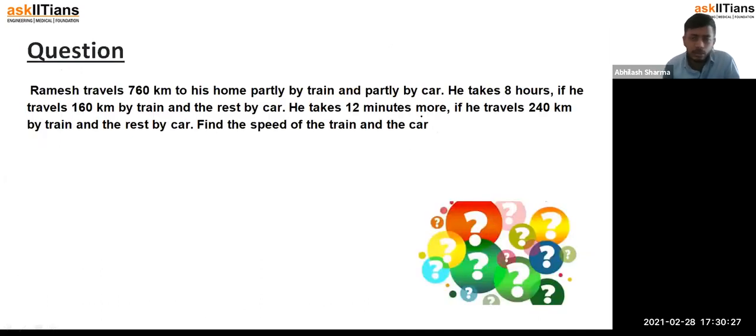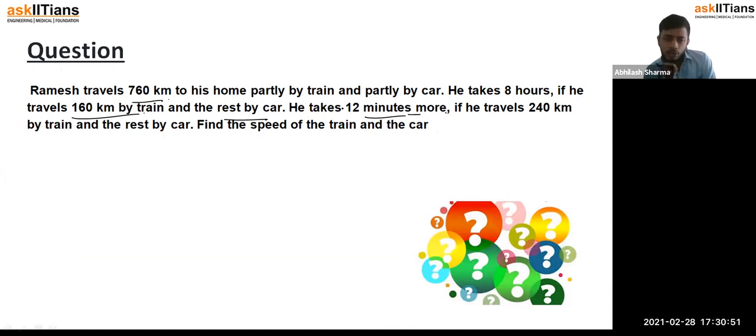Now let us have a look at this, another very good question. Ramesh travels this much distance to his home partly by train, partly by car. He takes 8 hours if he travels 160 kilometers by train and the rest by car. He takes 12 more minutes if he travels 240 kilometers by train and the rest by car. Find the speed of the train and the car.